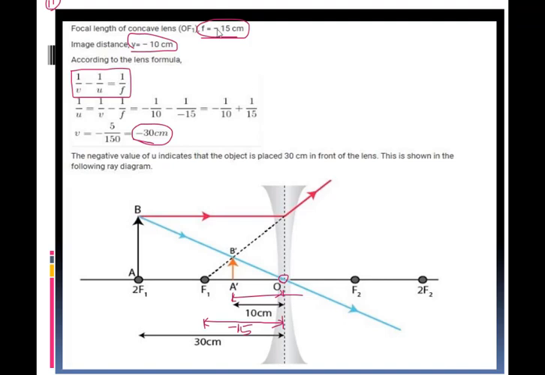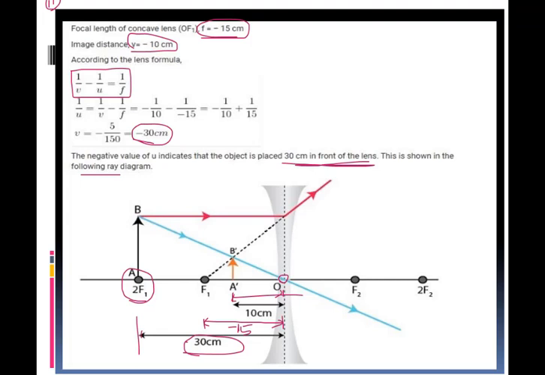As you know the focal length is minus 15, so this is minus 15 and this is minus 30. This is the distance of the object, minus 30. Since the focal length is minus 15, this point becomes the center of curvature. The negative value of u indicates that the object is placed 30 centimeter from the lens, in front of the lens. This shows the following ray diagram. So this is the ray diagram of this answer. This is all about question number 11.